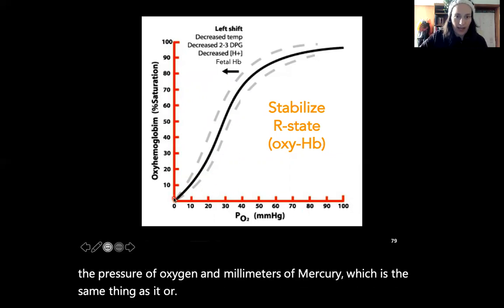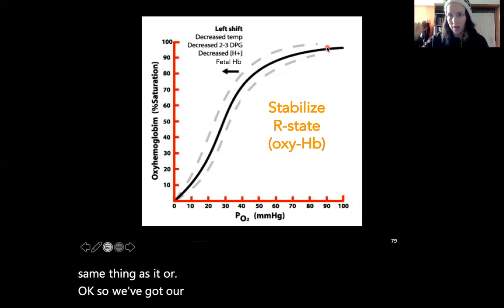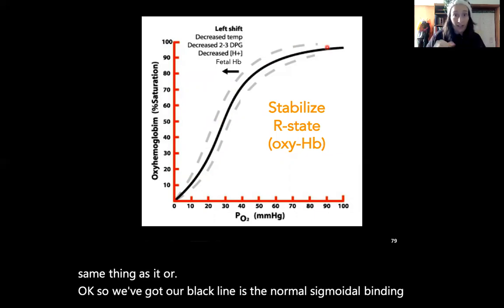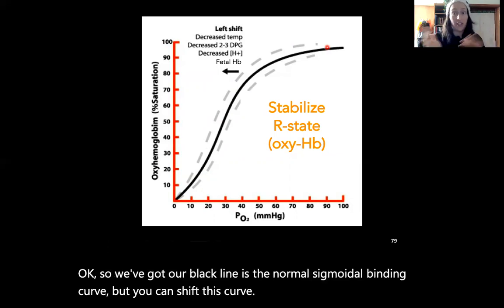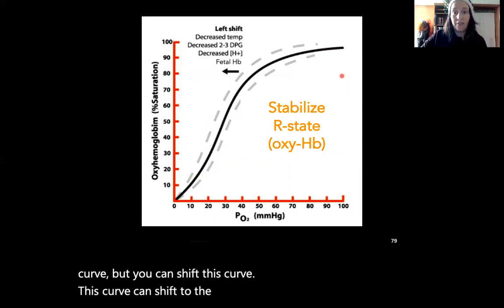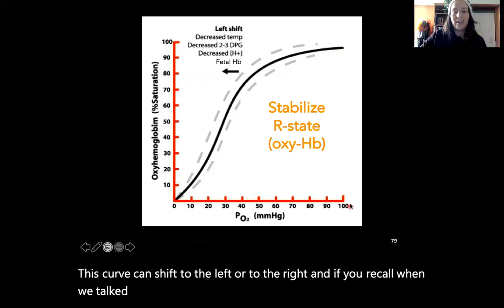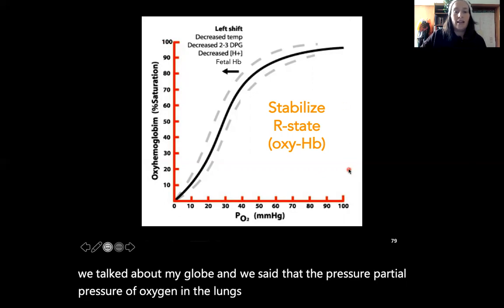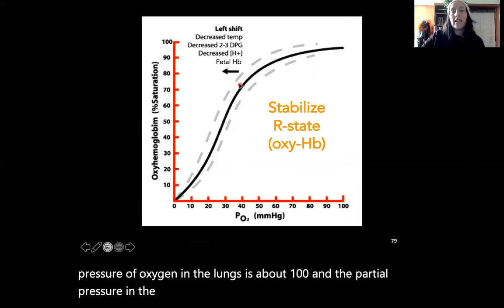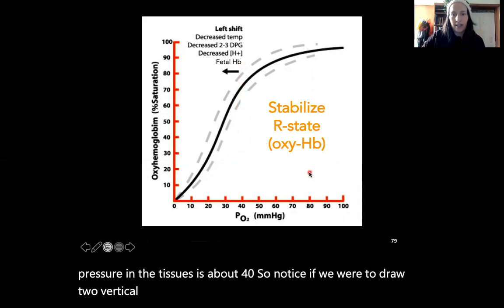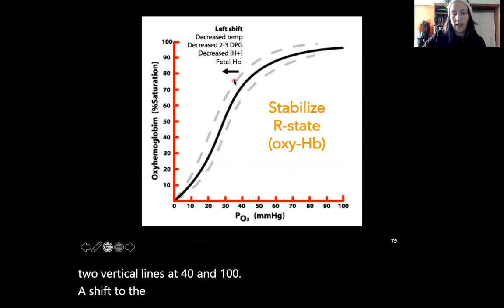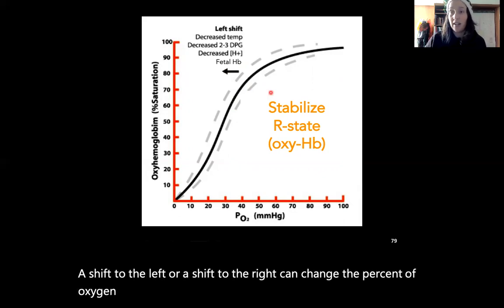Okay, so we've got our black line, the normal sigmoidal binding curve, but you can shift this curve. This curve can shift to the left or to the right. And if you recall, when we talked about myoglobin, we said that the partial pressure of oxygen in the lungs is about 100, and the partial pressure in the tissues is about 40. So notice if we were to draw 2 vertical lines at 40 and 100, a shift to the left or a shift to the right can change the percent of oxygen that gets offloaded into the tissue, right?